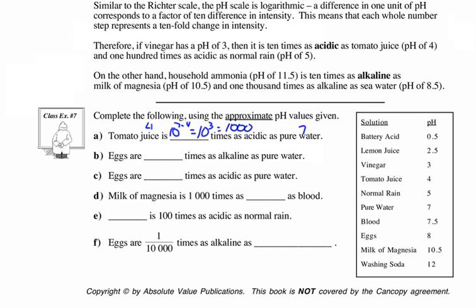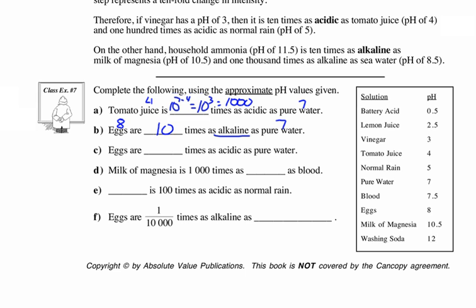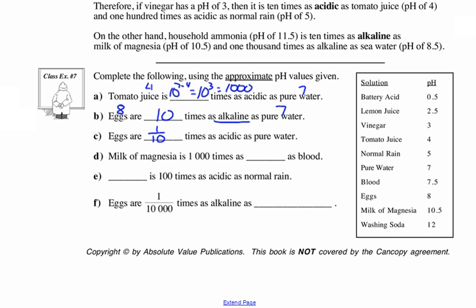So eggs, which is 8, compared to water of 7. How many times more acidic is it? It'd be 10 to the -1. Yeah, so 10 to the 7 minus 8, or 1/10 the times. Oh, is this basic? Sorry. Thank you. Or 10 times more basic, alkaline. But how many times more acidic then would it be? 1/10. Depends which way we're going. Are we saying more basic or more acidic?